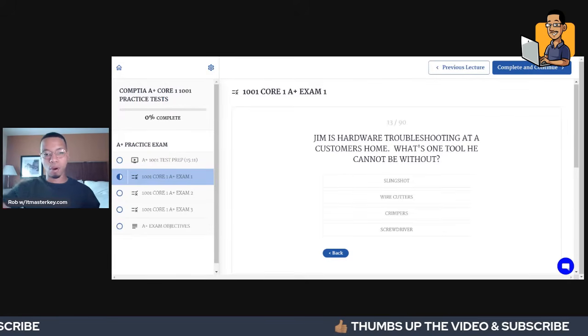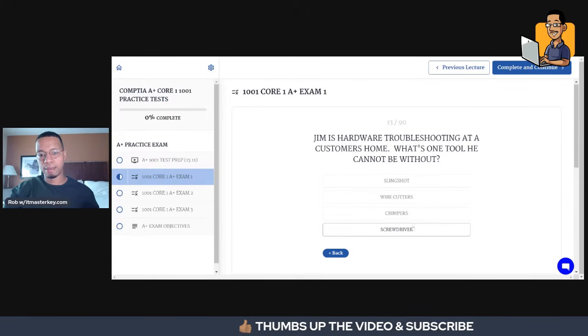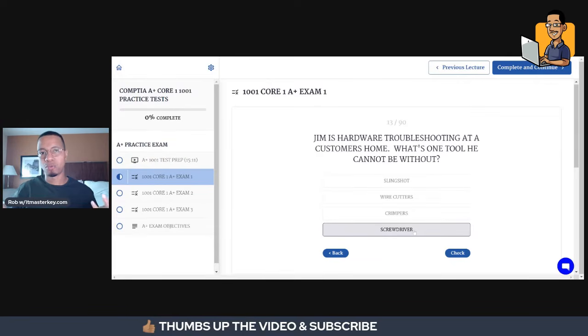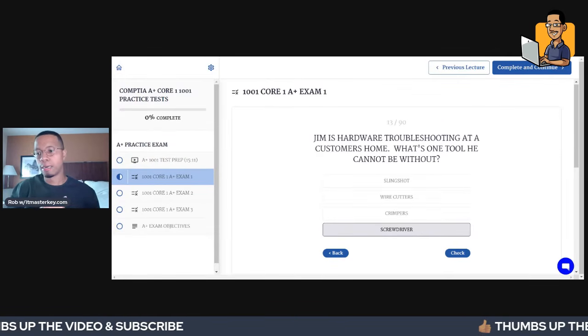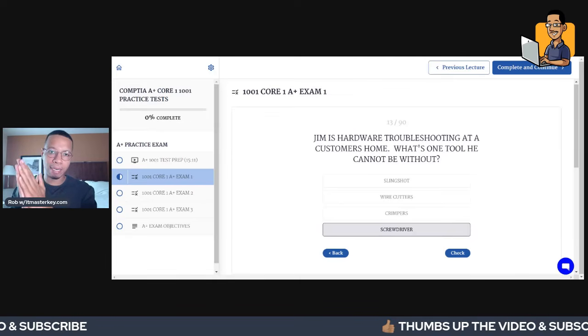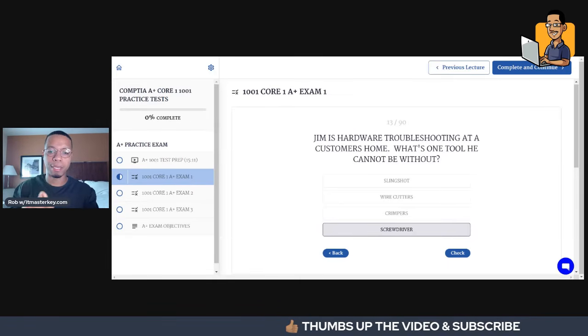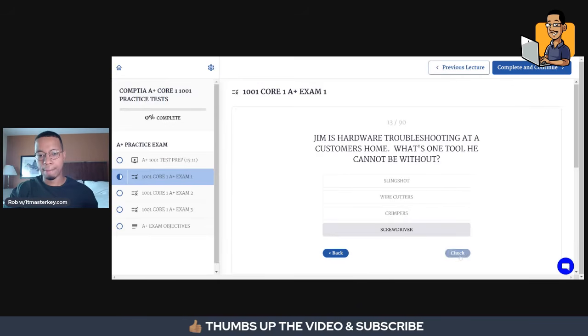So if you're hardware troubleshooting, man, the one thing you cannot be without is a screwdriver. You know, small little screws, whether it's a laptop, whether it's a cell phone, whether most devices, you're going to need some kind of screwdriver kit to open it up. Okay.